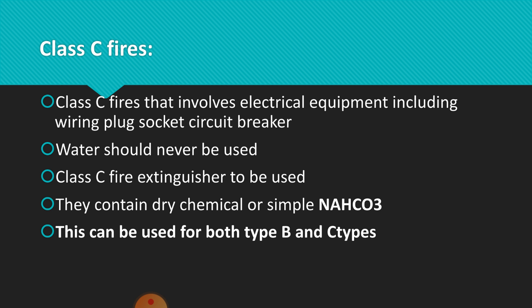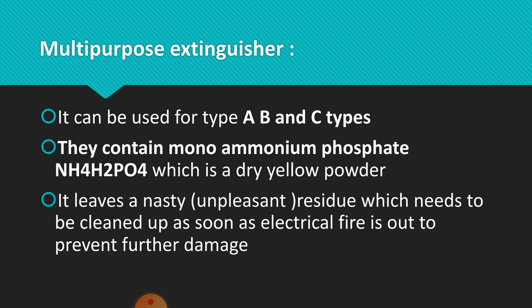If there is no extinguisher, we can use sand और सॉइल, मिट्टी या रेत वगैरह उस एरिया के ऊपर डाली जा सकती है ताकि ऑक्सीजन की अवेलेबिलिटी ख़त्म हो जाए. या उसके ऊपर कोई भी मोटा कंबल, रज़ाई वगैरह डाल दें ताकि वहाँ पे ऑक्सीजन की अवेलेबिलिटी ख़त्म हो जाए. Never ever use water. Then there are certain multi-purpose extinguishers which can be used for all types A, B and C, and they contain monoammonium phosphate, which is a dry yellow powder. और जब इसकी burning हो जाती है it leaves a nasty, meaning unpleasant, residue which needs to be removed or cleaned.